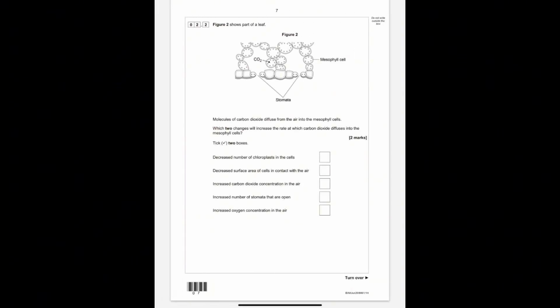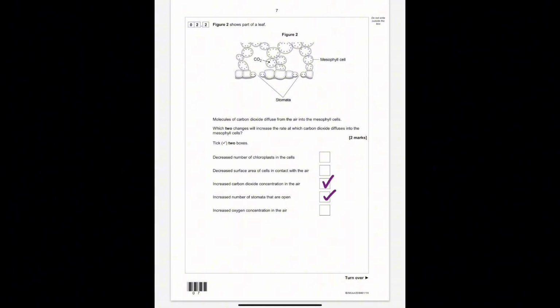Figure 2 shows a leaf. Molecules of carbon dioxide diffuse from the air into the mesophyll cells. Which 2 changes will increase the rate at which carbon dioxide diffuses into the mesophyll cells? So increased carbon dioxide concentration in the air. That's going to be one of them. And increased number of stomata that are open.